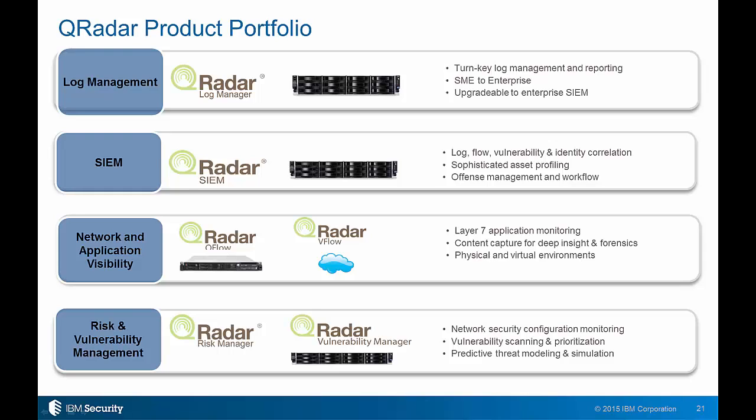The QRadar QFlow appliances are capable of collecting Layer 7 or application flows. This allows for application monitoring. The QRadar risk and vulnerability systems allow for network security configuration monitoring. The vulnerability scanner permits visualization of vulnerabilities of systems. Together, they can be used to predict threats via simulations.